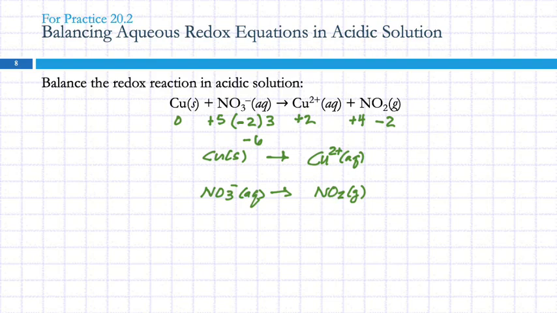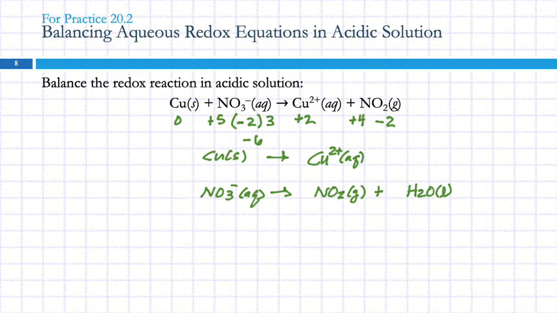We can't fix that with just coefficients. We have to bring water in to help us out. So I have 3 oxygens here and only 2, so that tells me I need to add a water molecule on this side to get the 3rd oxygen atom. Okay? We can do that because this is an aqueous solution. There's lots of water. So that fixed the oxygen.